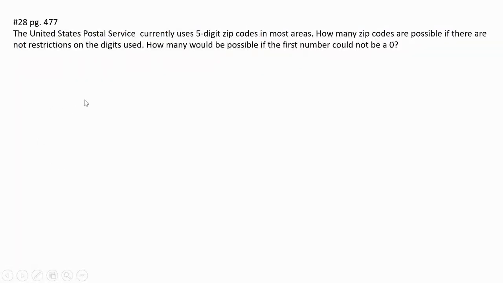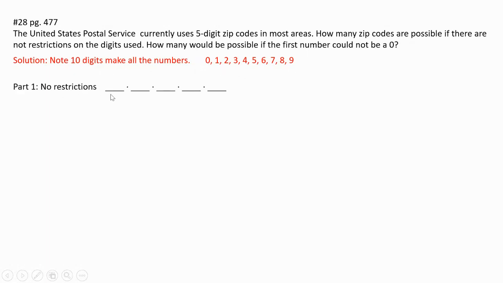Okay, now here's an example, number 28 from page 477. It says the United States Postal Service currently uses 5-digit zip codes in most areas. How many zip codes are possible if there are no restrictions on the digits used? So here are two different questions. What's my solution? The digits are from 0 to 9, that's why there's 10 digits. There's my zip code, 5 digits.